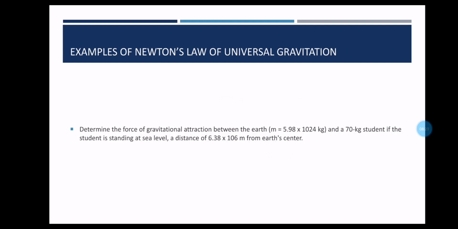Determine the force of gravitational attraction between the Earth, this is the mass of the Earth, and a 70 kilogram student if the student is standing at sea level, a distance of 6.38 times 10 to the power 6 meters from Earth's center. I'm sorry about the exponents. So the mass of the Earth is 5.98 times 10 to the power 24 kilograms, and the distance is 6.38 times 10 to the power 6 meters from Earth's center. So I need the force.